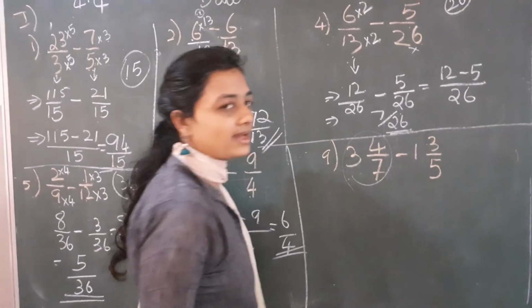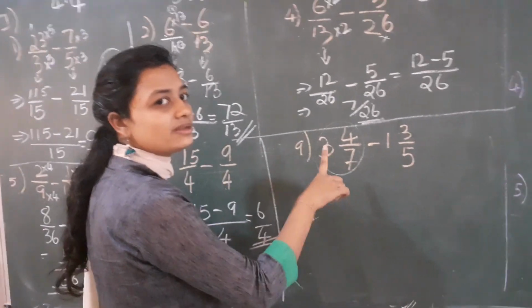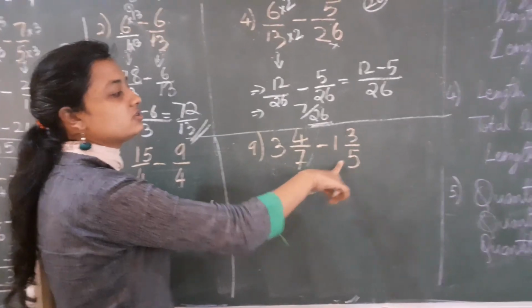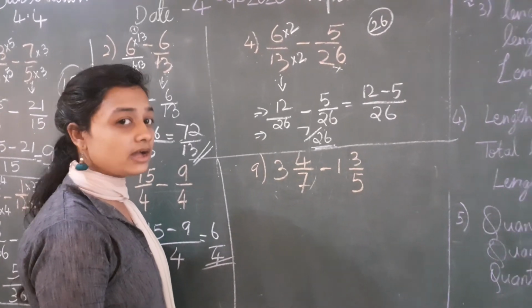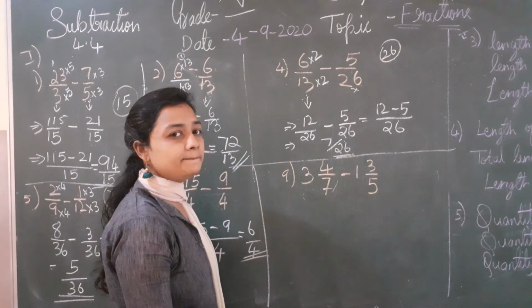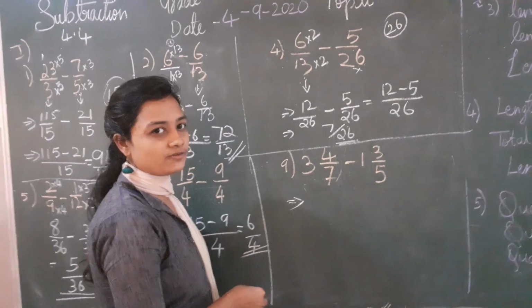You know what is a mixed fraction, right, children? You will have a number and a fraction. That is a mixed fraction. Now I have to subtract a mixed fraction from a mixed fraction. I can't do it so easily. I have to first convert this into an improper fraction. So how to convert that into an improper fraction?